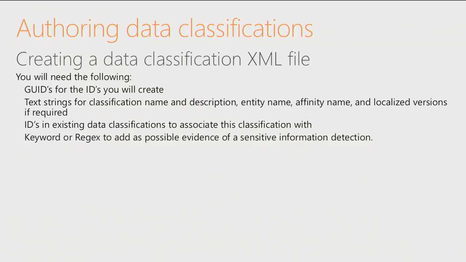This is the general structure of the XML. It starts with a rule package node and finishes with a rule package end tag, and inside that, there's in general two things.